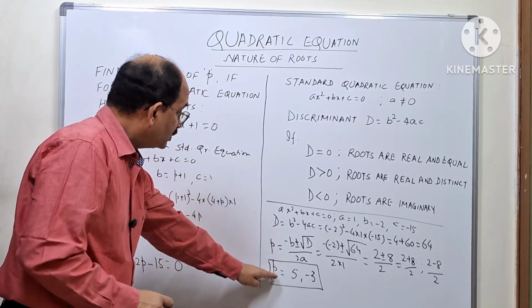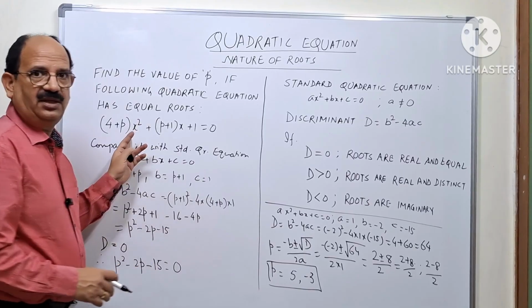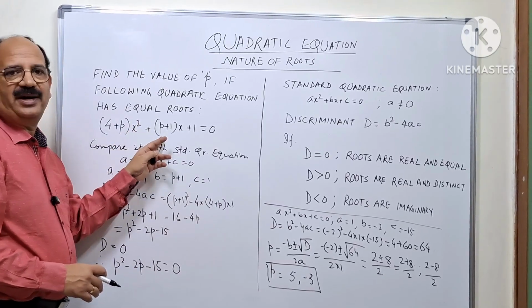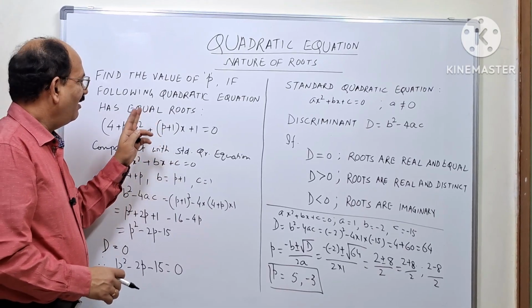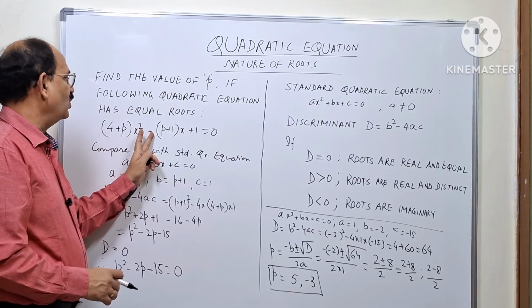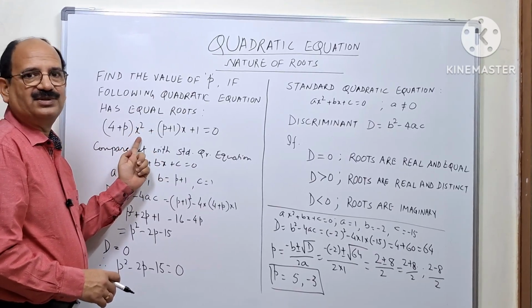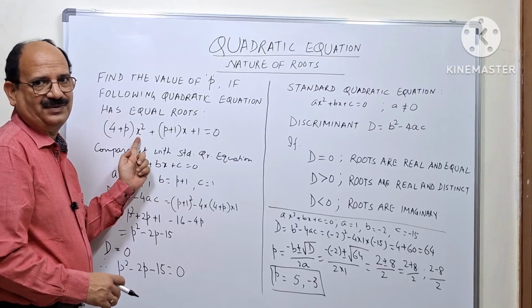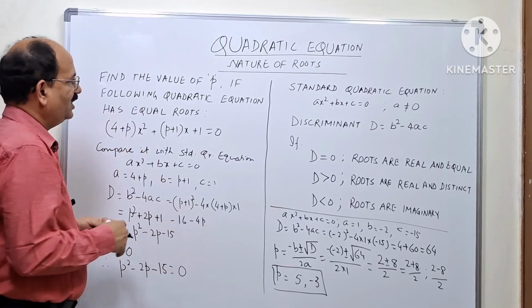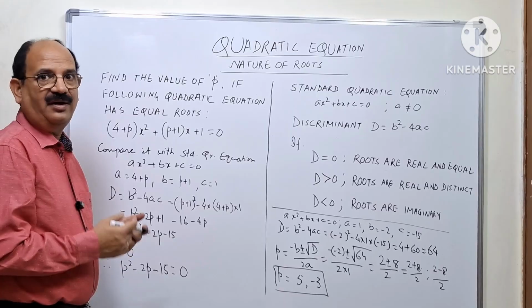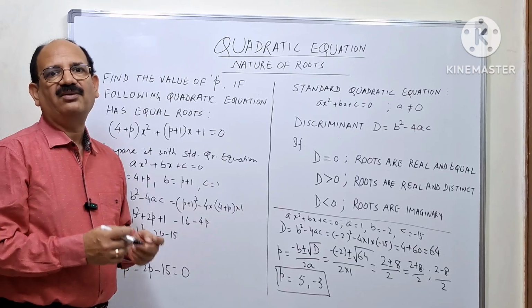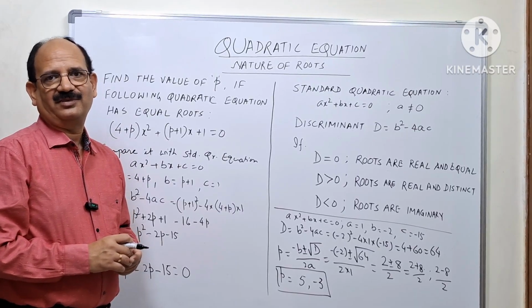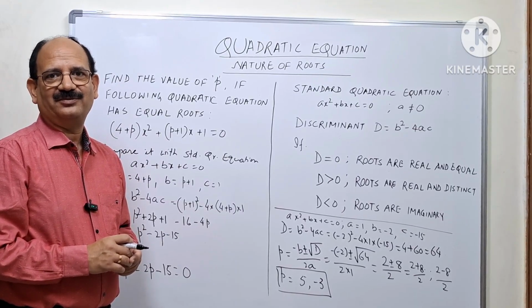Now, if you use any of these values of p, then you will get a quadratic equation which will yield equal roots in terms of the solution of x. Okay? So this example is a pretty good example of how to use the concept of discriminant in solving a quadratic equation. Hope it is clear to you.